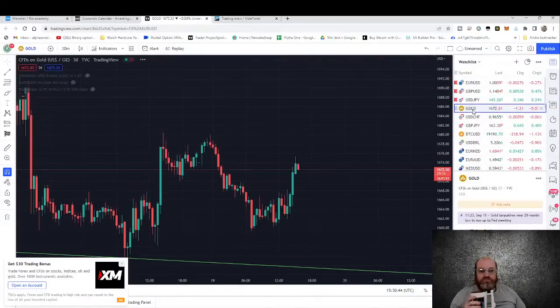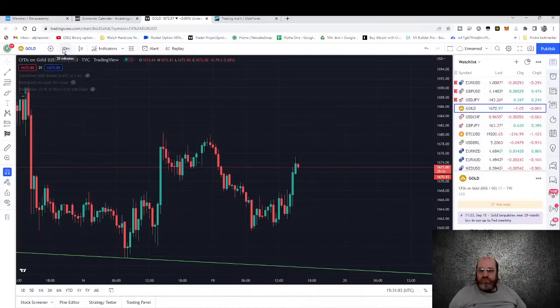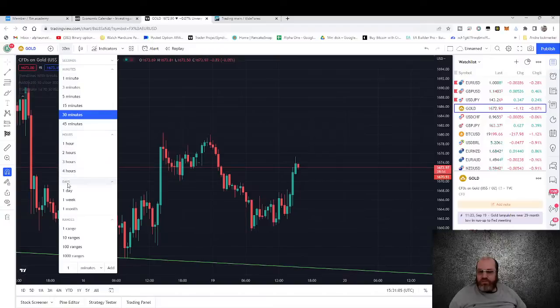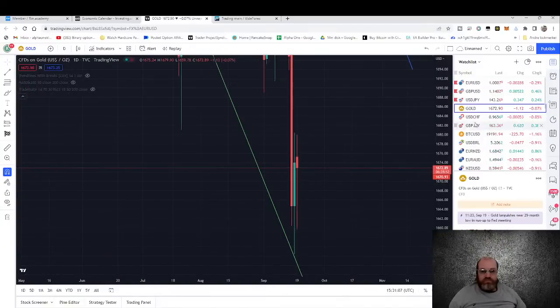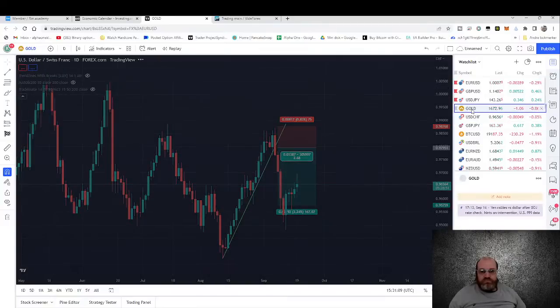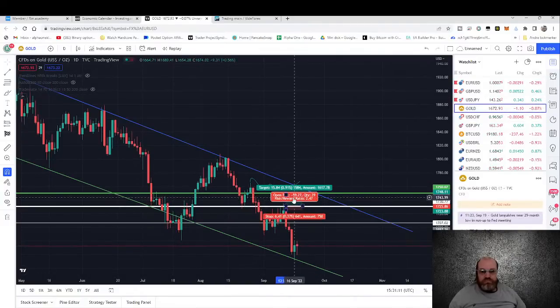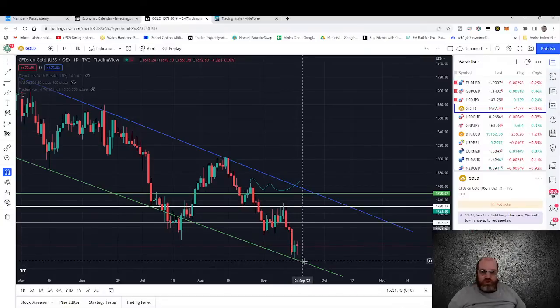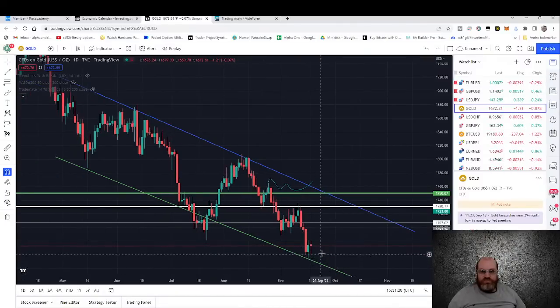Okay, so let's now take a look at gold on the 30 minutes. Let's take a look at the higher time frame first. Let's remove this. So we are now currently in the bottom of our trend line thing.